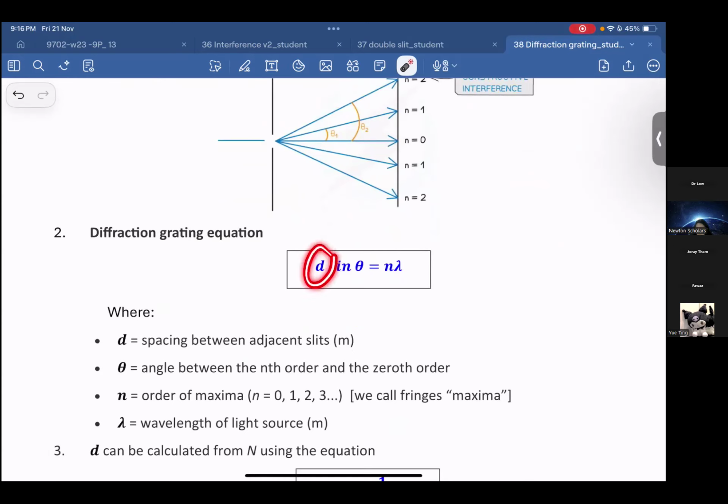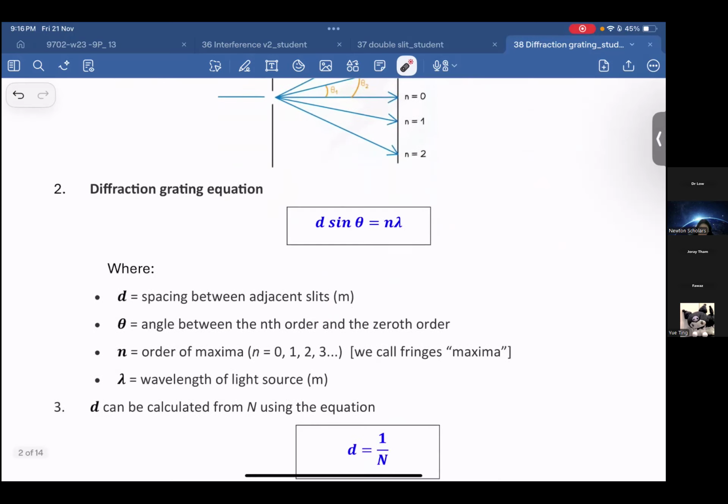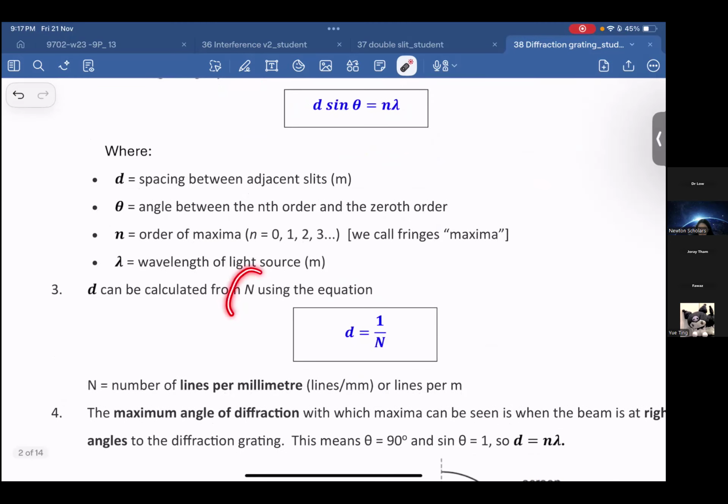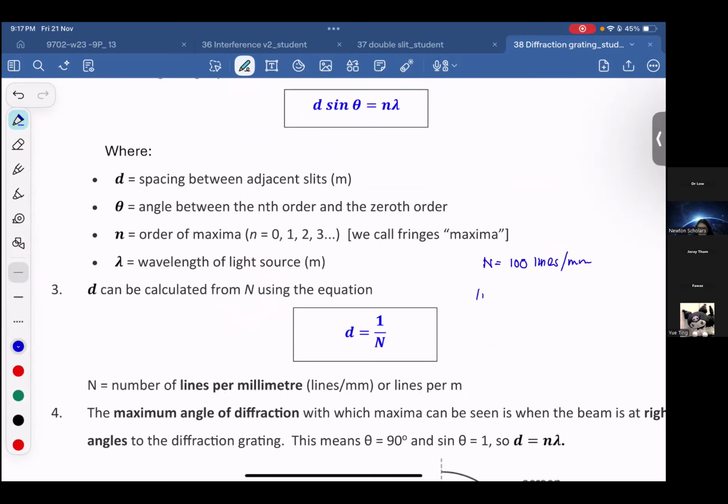Here, what is d? d is the spacing between the slits. How do we calculate d? From the N. Just now I told you the N is 100 lines per mm. That means every 1 mm you have 100 lines. Now my question is, for 1 line, 1 gap, what is the d? From here, using your mathematics, it should be 1 over 100. Correct or not? 1 over 100. So actually it's 1 over N.